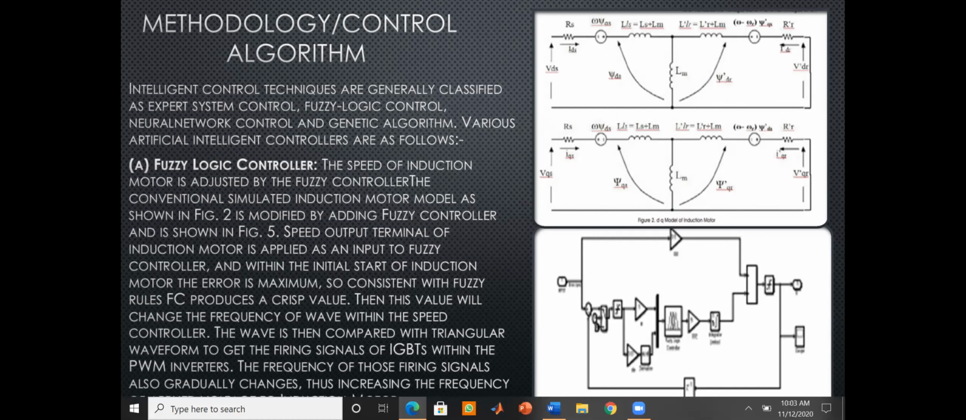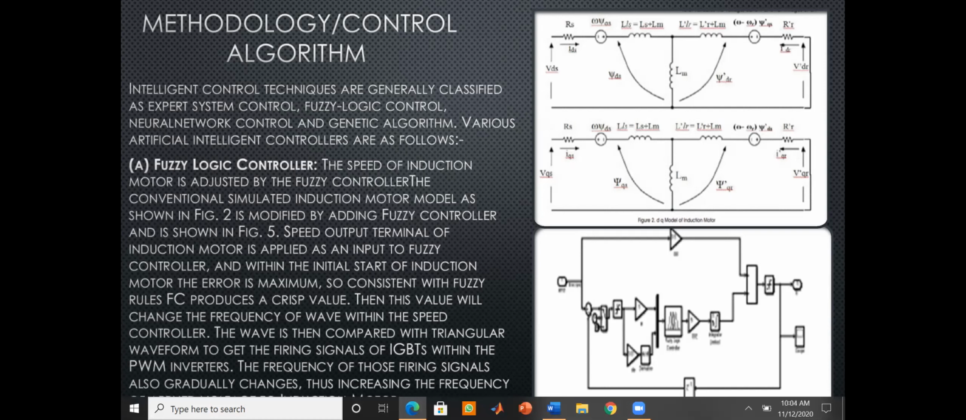I will talk about the methodology and control algorithm. Intelligent control techniques are generally classified as expert system control, fuzzy logic control, neural network control, and genetic algorithm. Various artificial intelligent controllers are as follows.